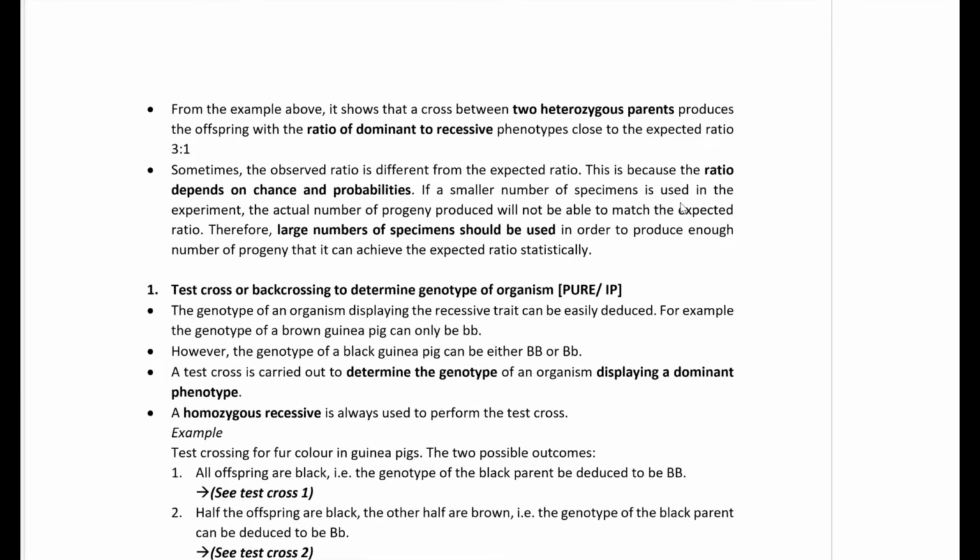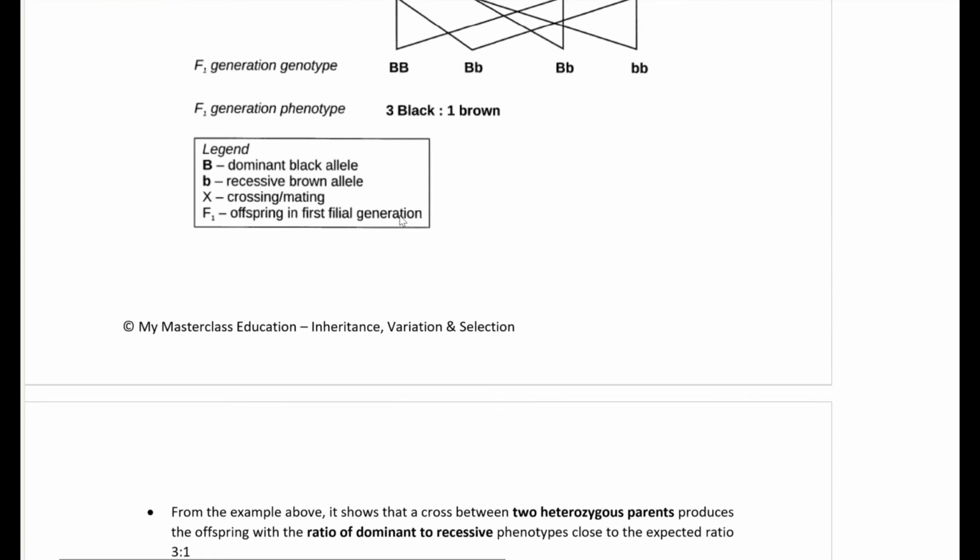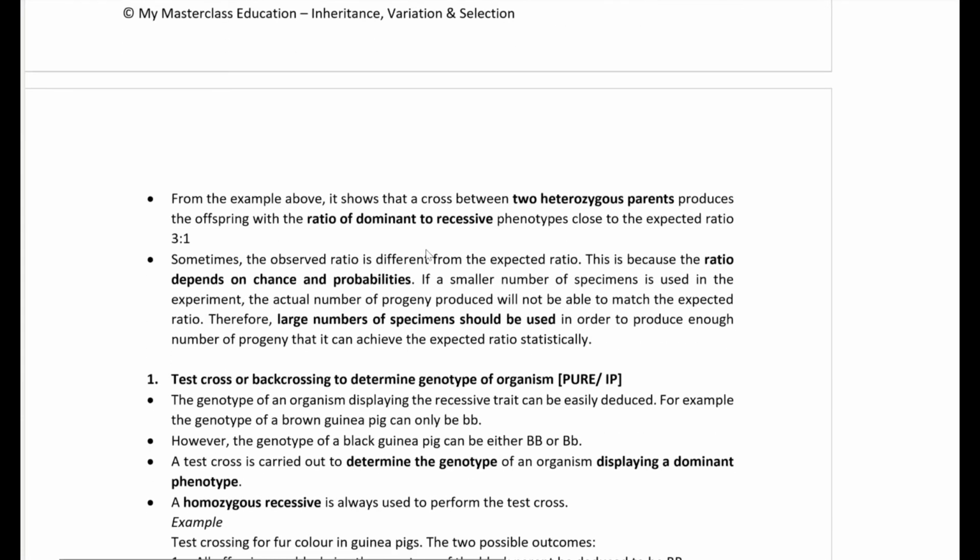if it is a small specimen. So the ratio is really based on chance and probability. Which means that in order to actually see the 3:1 ratio, Mendel, the founder of genetics, used a huge number of pea plants. So this ratio is not as easily observed in humans unless it's a huge population. Genetic studies usually go through a huge amount of numbers.